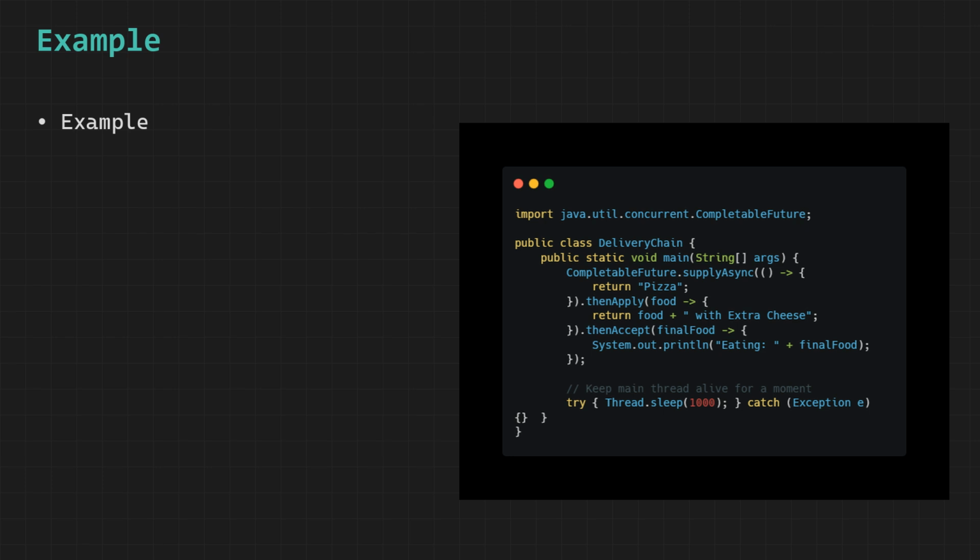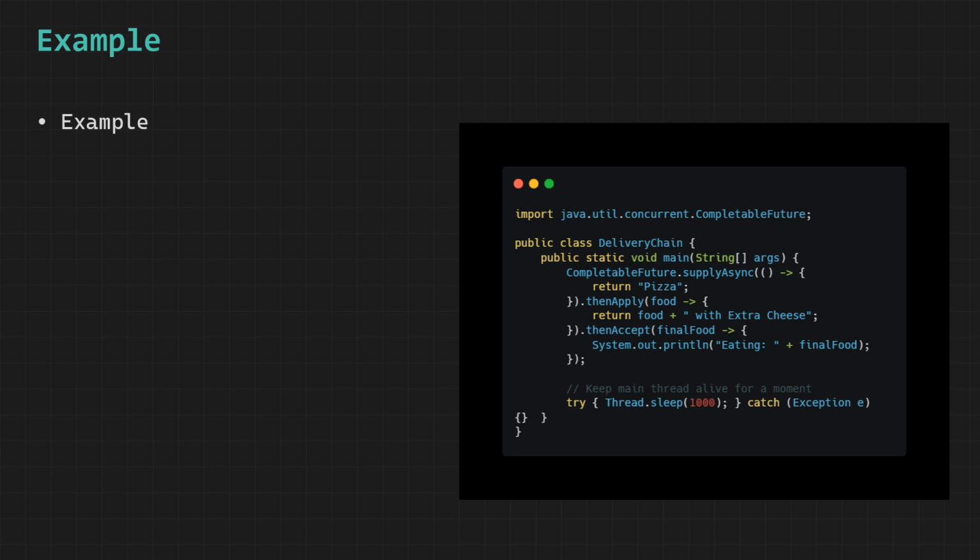We use a try block to call Thread.sleep and pass the value 1000 to it, which pauses the main thread for 1 full second, giving the background thread enough time to complete all the asynchronous stages of the CompletableFuture chain before the main thread exits the program.